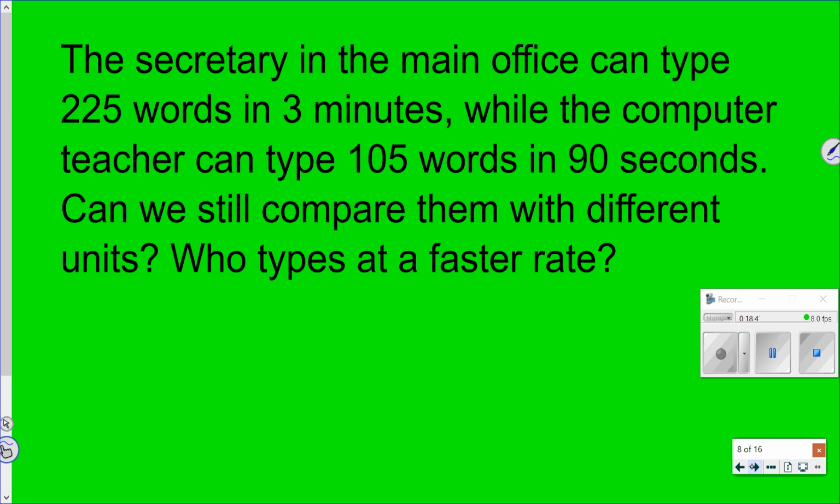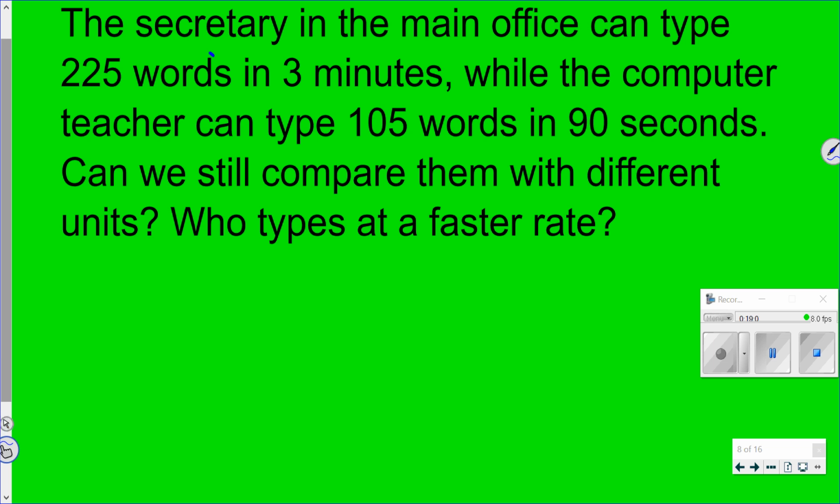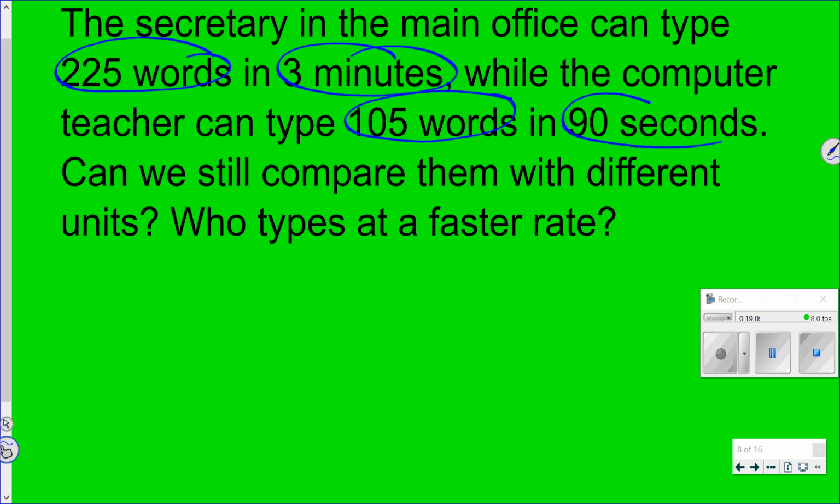So, 99. Same deal. We're going to give you guys about 2 minutes to do this one, and then we'll go over. Okay, so consensus is the secretary types faster. So let's work this out. The secretary types 225 words in 3 minutes. The computer teacher types 105 words in 90 seconds. Can we still compare them with different units? Yes. Who types at a faster rate? You guys are saying secretary.